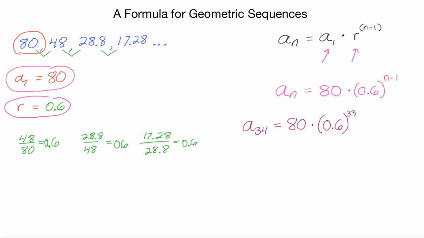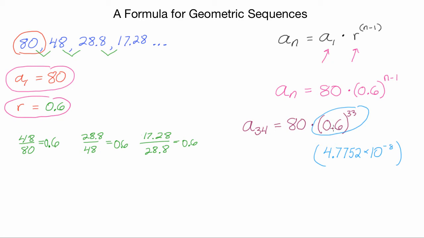Now it's just a calculation. So let's see what all this equals. I need to do the exponent first. What is 0.6 to the 33rd power? 0.6 to the 33rd. Whew, it's a tiny number. I got 4.7752 times 10 to the negative 8th power, using some scientific notation here.